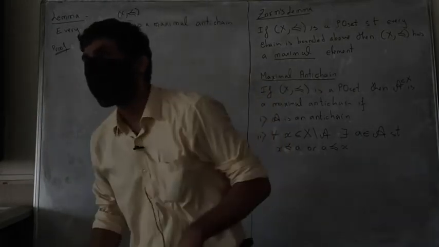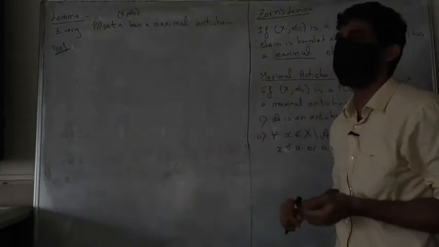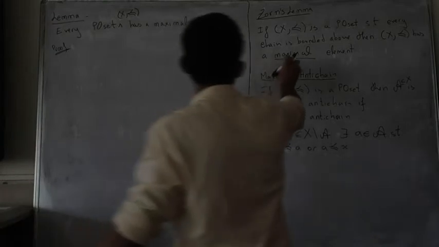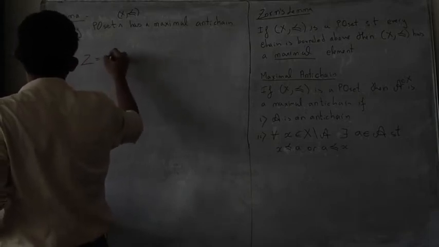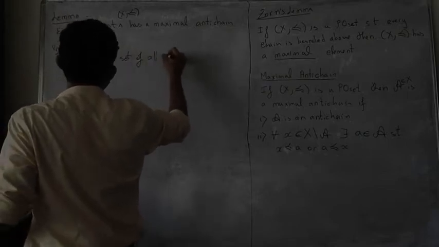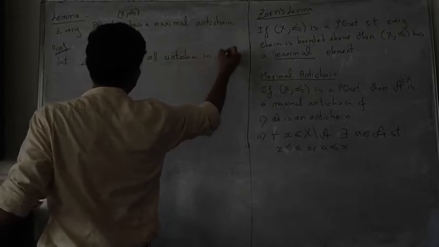So what I'm going to do is take the set of all anti-chains in X with less than or equal to, okay. So it's quite a simple proof. The only thing is you have to properly use Zorn's lemma, okay. So let's try to understand it. Let us take Z to be the set of all anti-chains in X with less than or equal to.